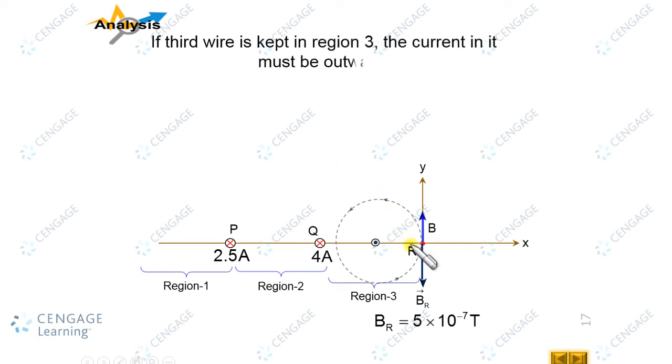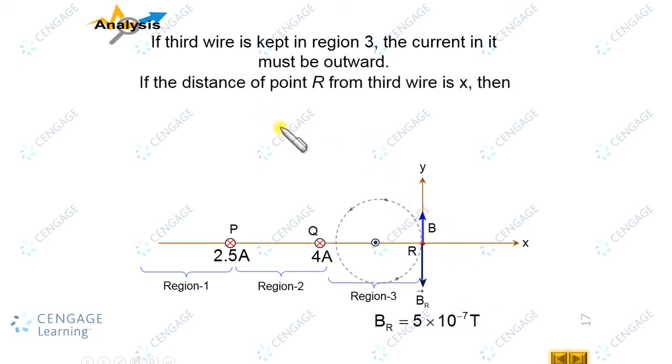The distance of this wire from R is X, as we have assumed, and we are given that the current in this wire is 2.5 ampere. So let us calculate the magnetic field because of this wire at this position. This is an infinite wire, and we have the formula for the magnetic field due to an infinite wire: mu naught divided by 2 pi, times I divided by X. X is unknown, we need to calculate it, and this should be equal to 5 into 10 to the power minus 7 Tesla. So let us write the equation.